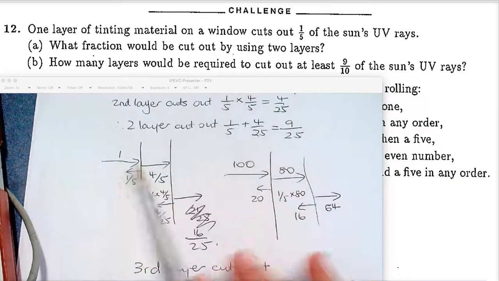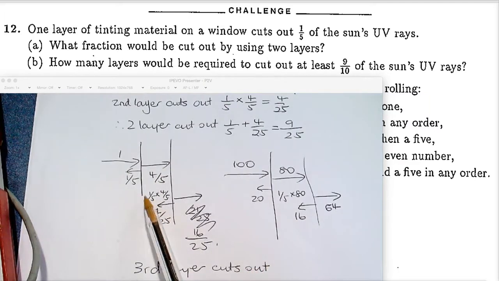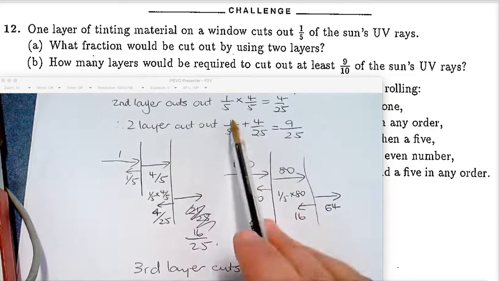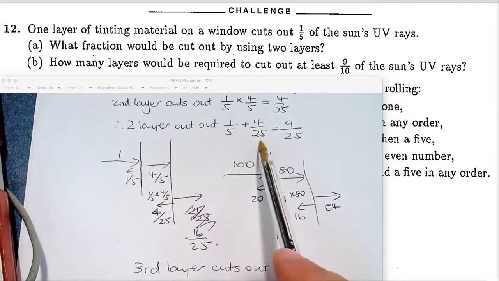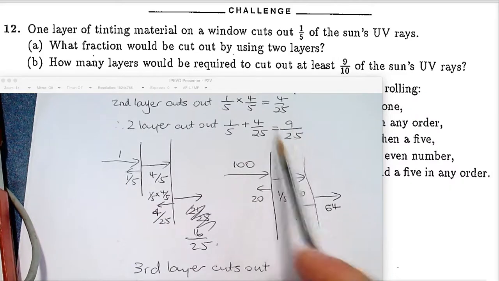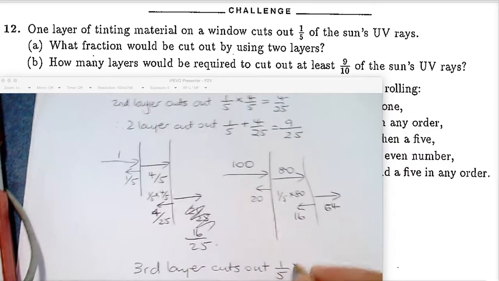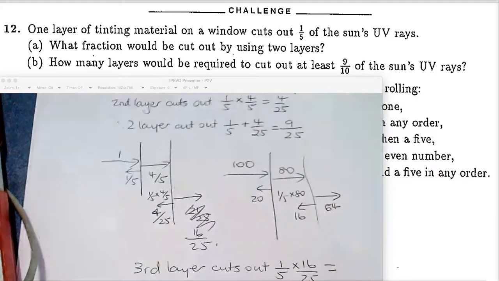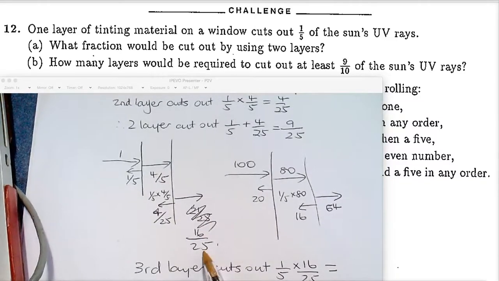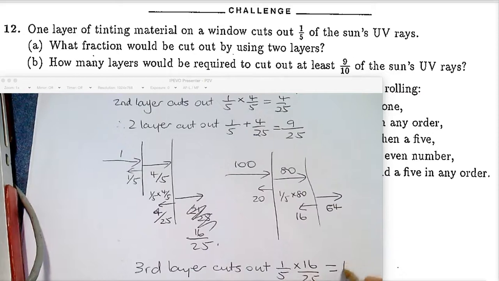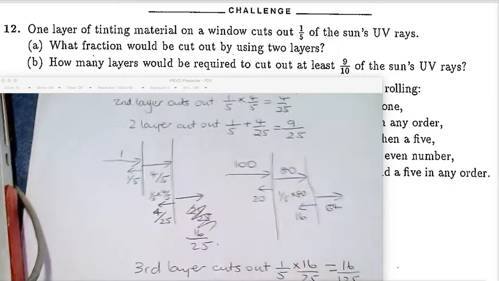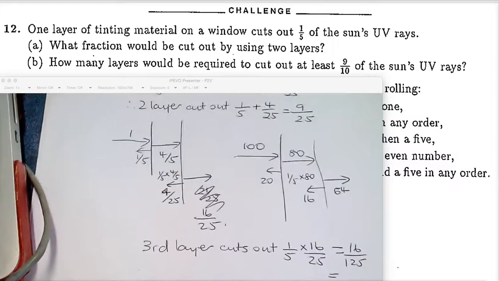So the first layer cuts out 1/5, so 4/5 goes through. The second layer cuts out 1/5 of 4/5, which is 4/25. So that means that the 2 layers so far cut out 1/5 and 4/25. Adding those together, 2 layers cut out 9/25, which means that 16/25 have still gone through. The third layer will cut out 1/5 times 16/25. 1/5 of that. What's going through? The third layer. Now that's 16 over 125. I don't think you can simplify that. That's what the third layer cuts out.